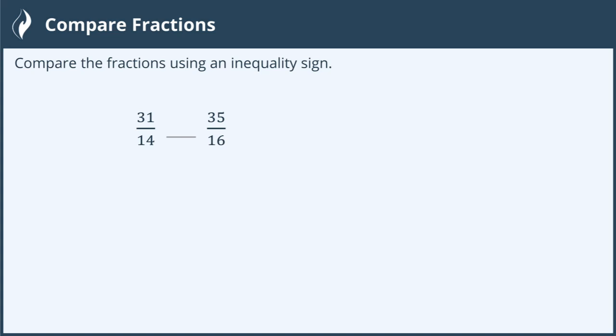Compare fractions. Compare the fractions using an inequality sign. An inequality sign is shaped like this or like this. This one is the lesser than sign. This one is the greater than sign. They open up to the larger of the two items that we are comparing.